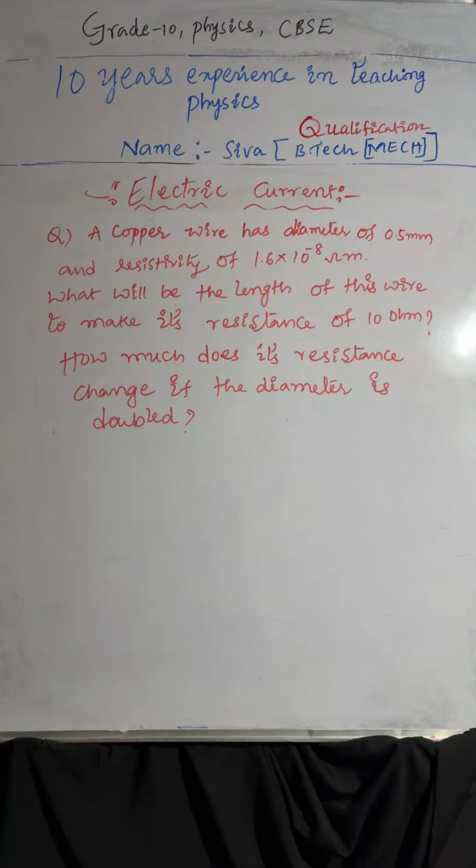Since the diameter is doubled, okay, initial resistance is given, R1 by R2. R1 is 10 ohm. So decrease in resistance. So can you solve?